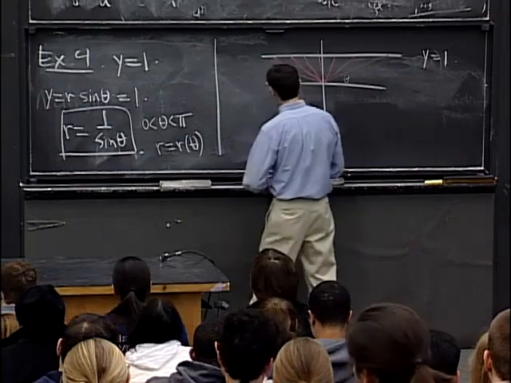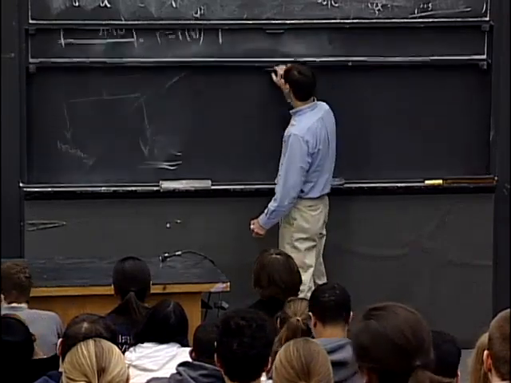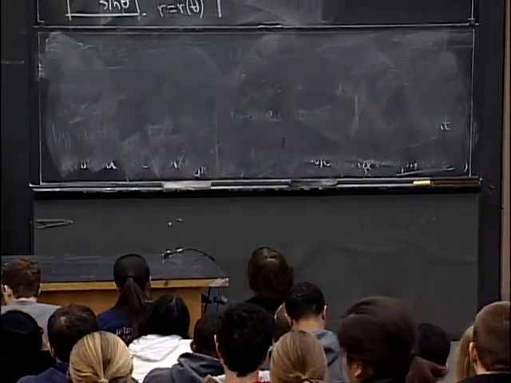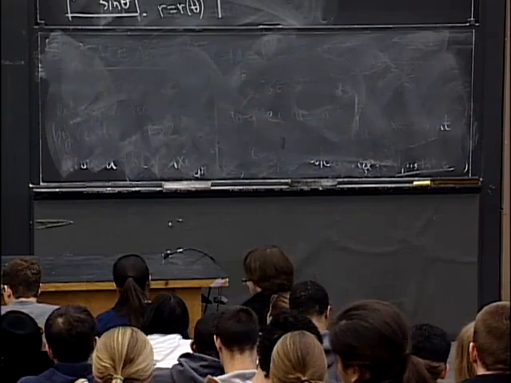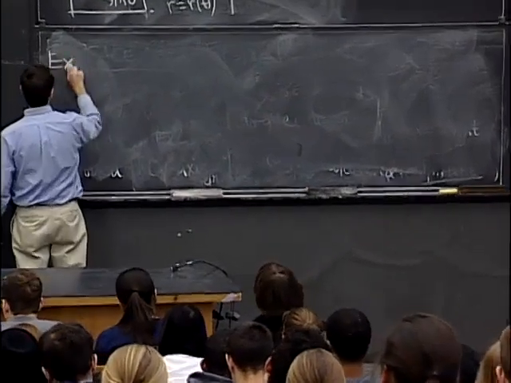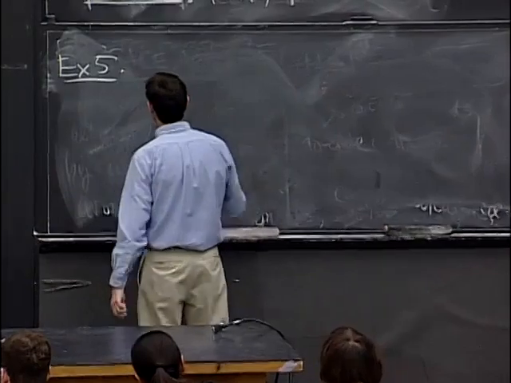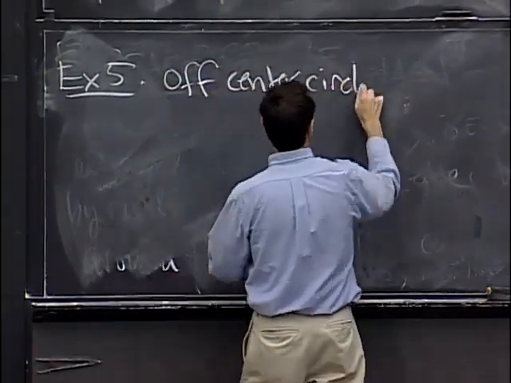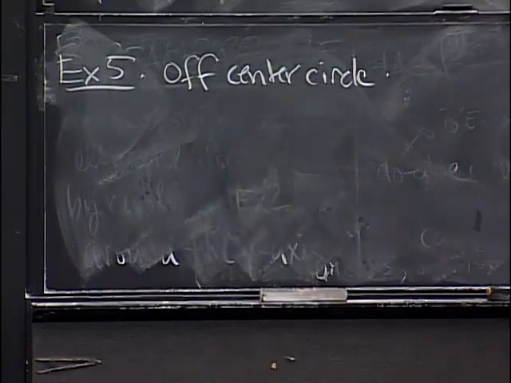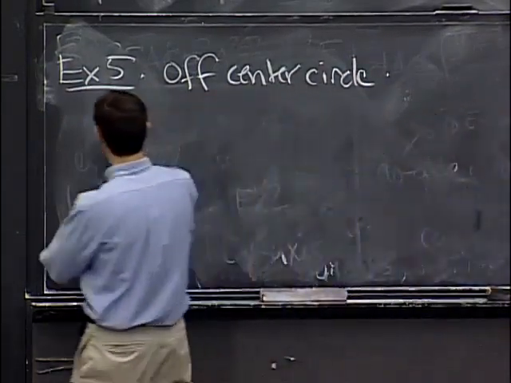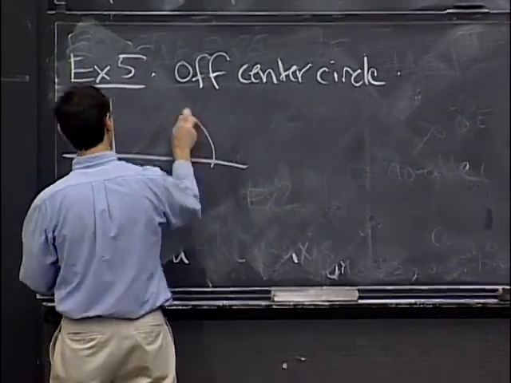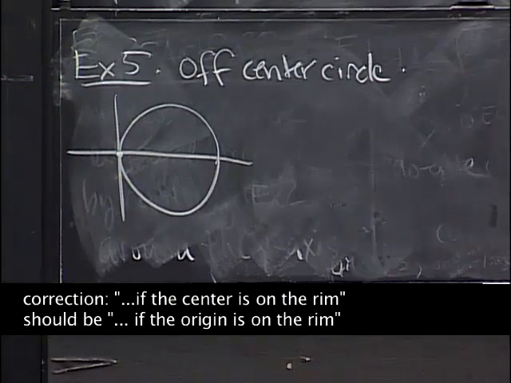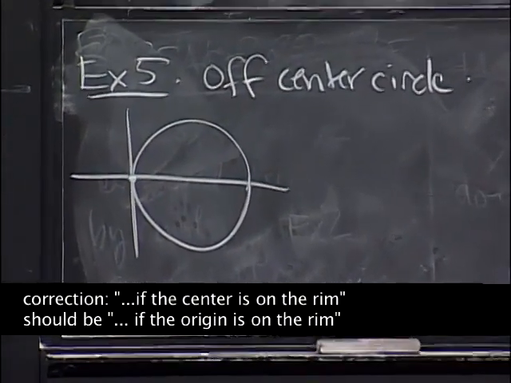All right. So now let me give you a slightly more complicated example of the same type, where we use a shortcut. This is a standard example, and it comes up a lot. This is an off-center circle. A circle is really easy to describe, but not necessarily if the center is on the rim of the circle. All right, so that's a different problem.